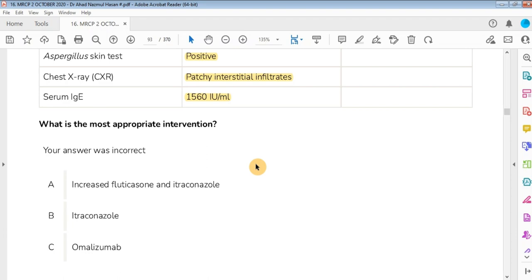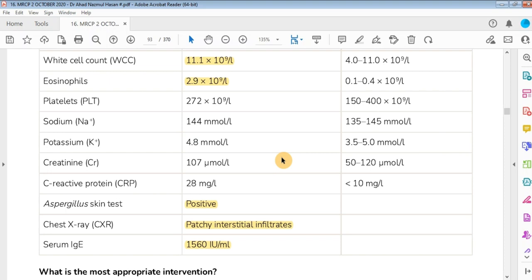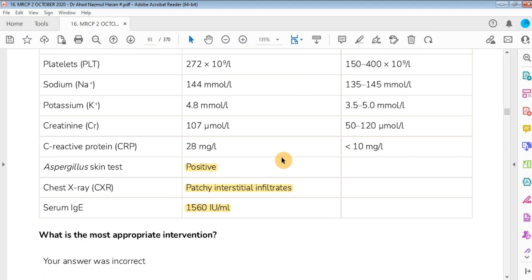So this patient is having the features of worsening asthma with elevated eosinophilia, and worsening asthma plus elevated eosinophil count has predominantly two differential diagnoses. Number one is eosinophilic granulomatosis with polyangiitis, EGPA, also known as CSS, and number two is ABPA. And in case of CSS, we'll get the features of mononeuritis. And in case of ABPA, there should be no features of mononeuritis or vasculitis. And aspergillus skin test should be positive, and chest X-ray should have patchy interstitial infiltrate, and serum IgE level would be significantly elevated. So this is a case of allergic bronchopulmonary aspergillosis.